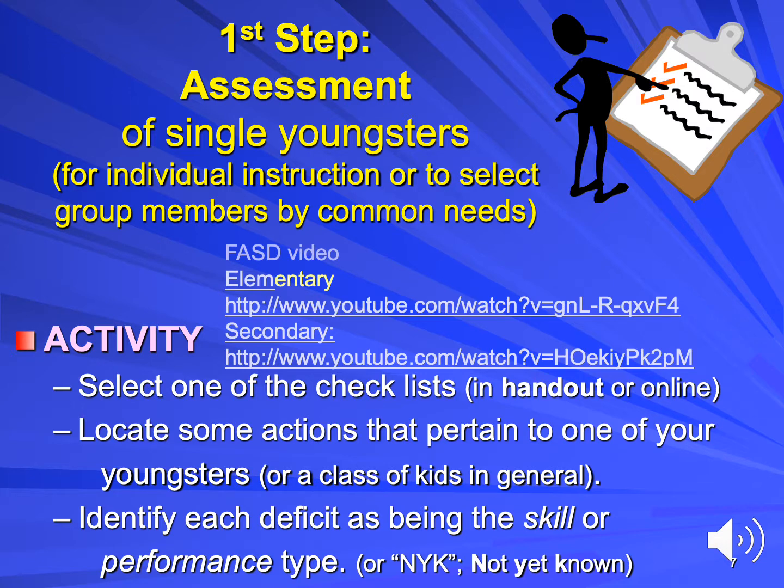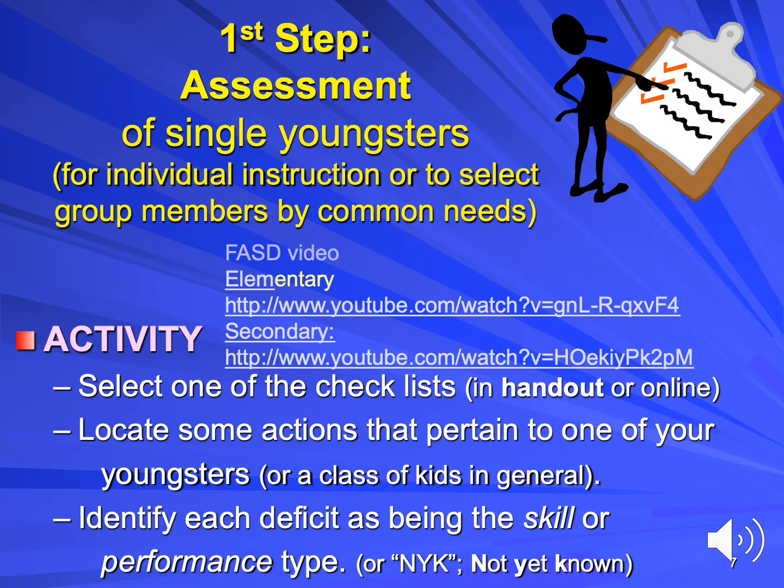Pre-kindergarten children, because of course pre-K is a school, is education. And you'll select a checklist, and then you'd locate some of the actions that pertain to one of your youngsters, or perhaps a number of youngsters. You could make some columns and make different marks for different kids. You could write down the initials of various youngsters next to the social skill in the checklist that the youngsters need to develop.